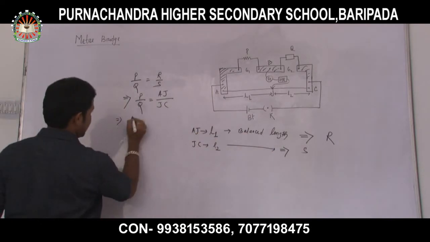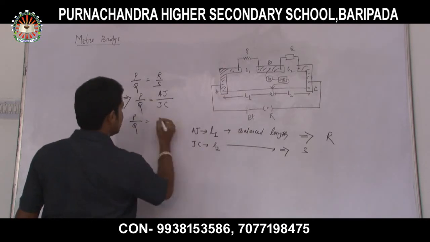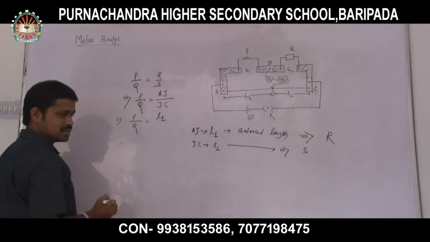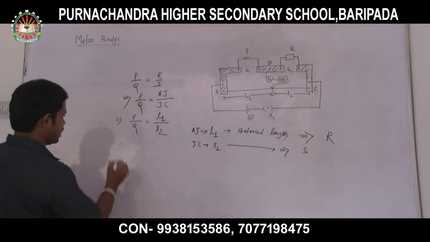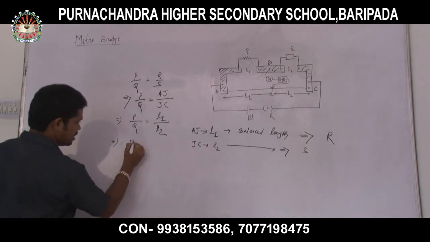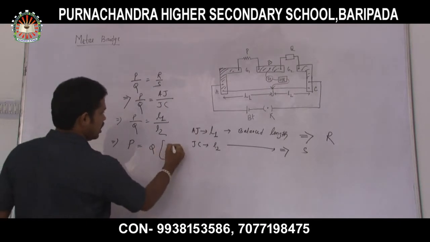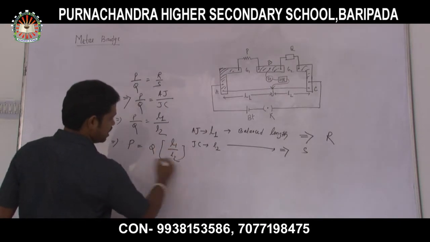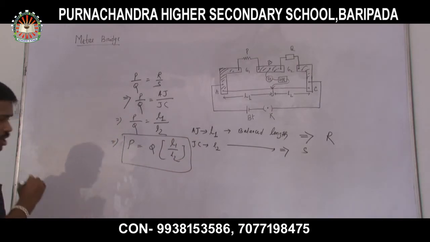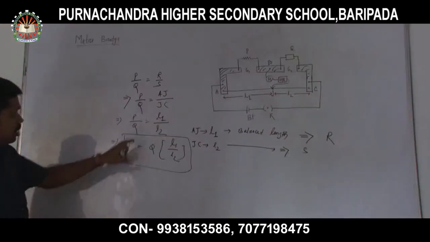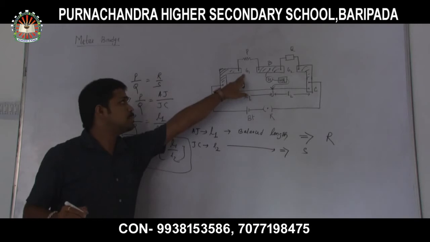So that implies P by Q is equal to the length of AJ, which we take as L1, the balance length, divided by the length of JC, that is L2. So what is our unknown resistance P? P is nothing but the standard resistance Q into L1 divided by L2. This is the formula by which we can find out the unknown resistance P.